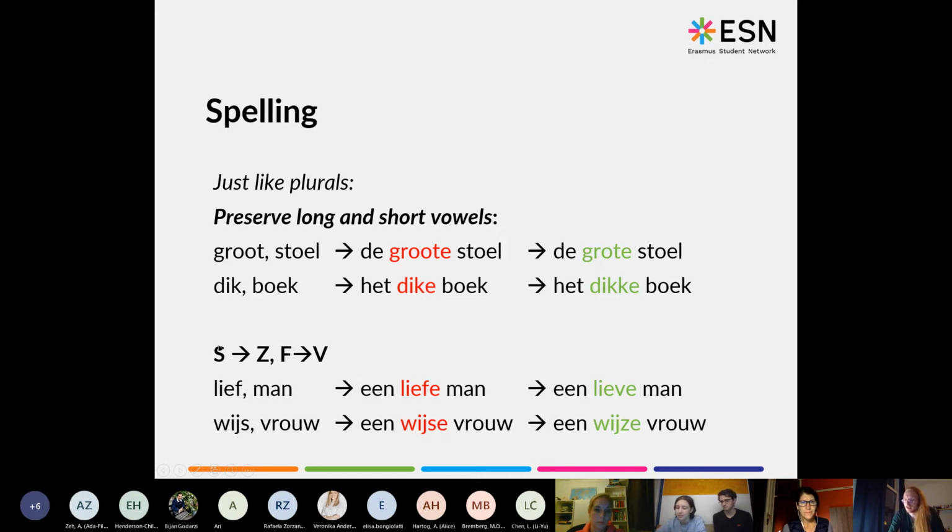And as you know, if it ends on an S, it becomes a Z. If it ends on an F, it becomes a V. Een lieve man, a nice, sweet man, and it's lieve with a V. And same here with an S: a wise woman, not wijse vrouw, but wijze vrouw.